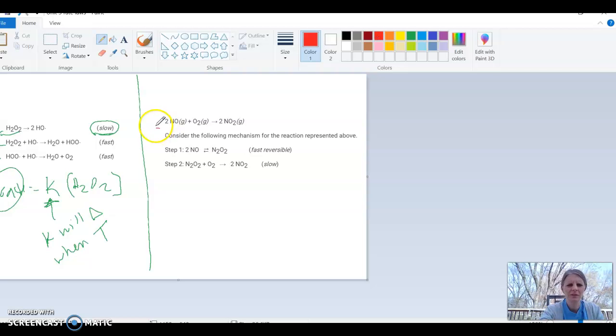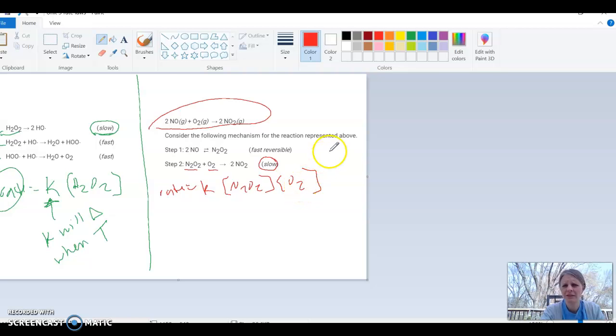Taking a look at the second one, here's my overall reaction. I want to find the mechanism for it, so I go find the slow step, and I'm going to write the rate law for that. Rate equals K times N2O2 and O2, the concentrations of each. And then I double check. Okay, taking a look, is N2O2 or O2, is either of them a transition state? I can see that N2O2 is made and consumed. So yes, that's a transition state, which means I can't have it in my rate law.